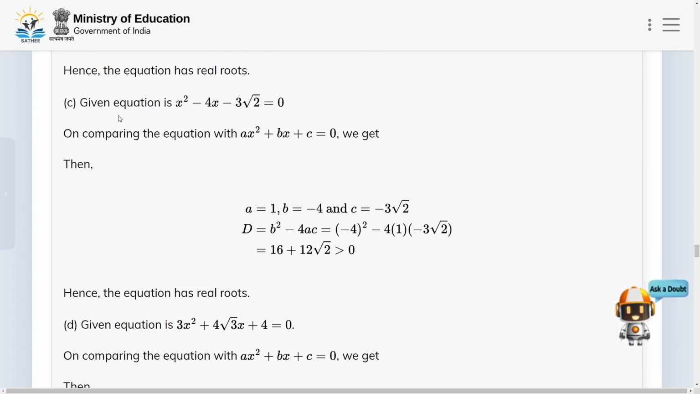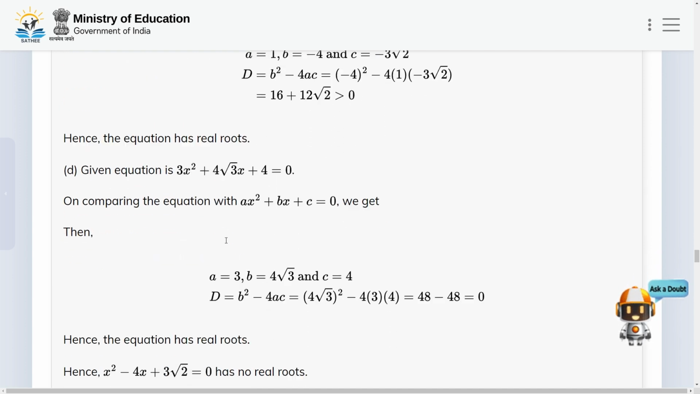And in option number C, the given equation is x square minus 4x minus 3 times root 2 equals 0. Comparing the equation with ax square plus bx plus c equals 0, we get a is 1, b is minus 4, and c is equal to minus 3 times root 2. The discriminant d is b square minus 4ac, that is minus 4 whole square minus 4 times 1 times minus 3 times root 2, which is 16 plus 12 times root 2, and this is greater than 0. Hence the equation has real roots.